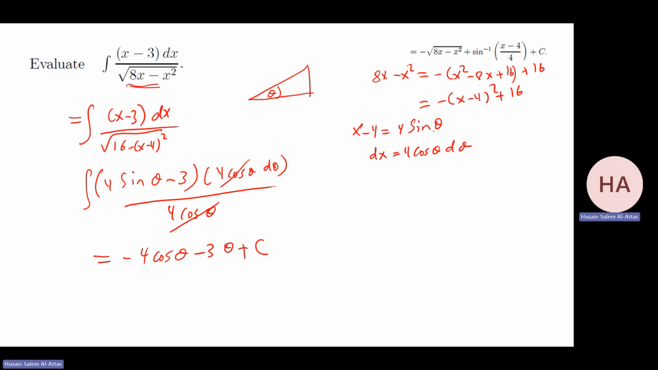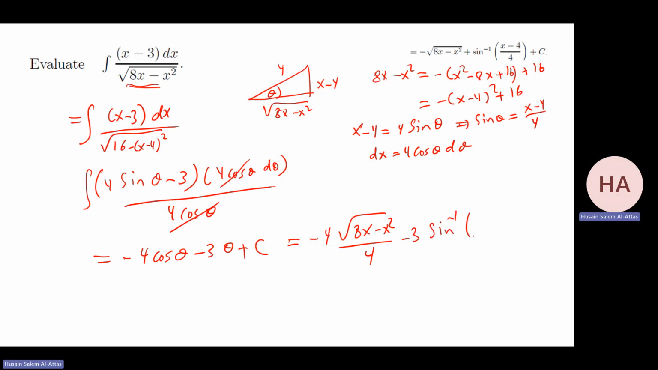x. So I have sine theta is what? I need the opposite over 4. So this is x minus 4 over 4. And this will be 8x minus x squared. You can check it: 16 minus this, which is that. So what I need is cosine. Cosine will be the adjacent. So I have minus 4, this over the hypotenuse 4, minus 3 sine inverse x minus 4 over 4 plus c. This is cancelled, so I have this answer.